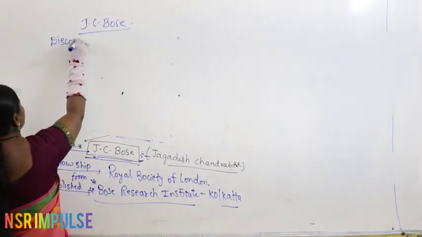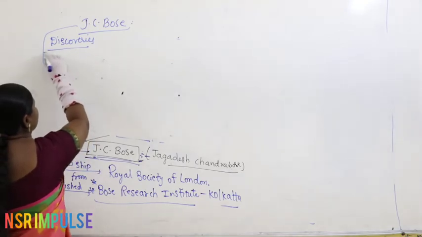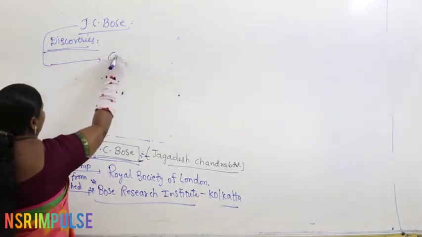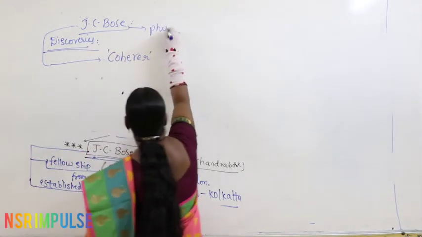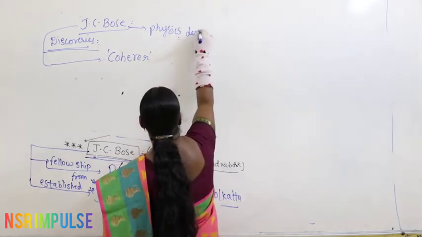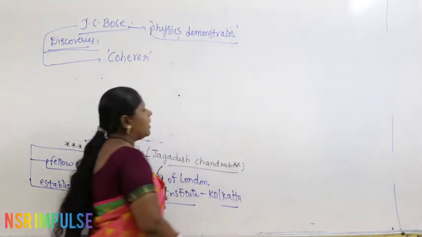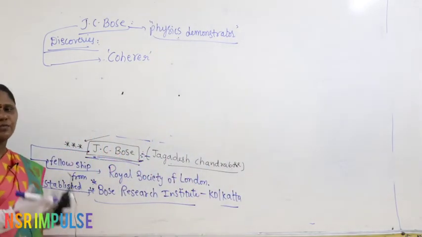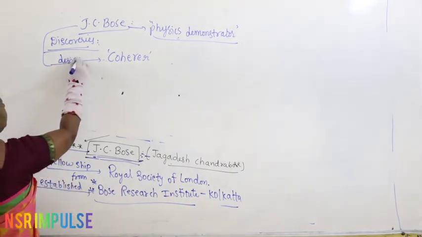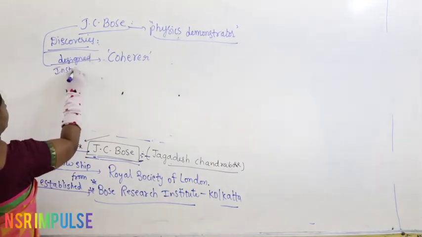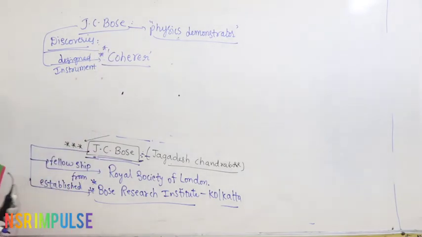What were his findings? If you look at his findings, he discovered the instrument called coherer. Why? Because he is the one who worked as a physics demonstrator. In the lab, he used to demonstrate different types of instruments and he designed an instrument. What is that instrument called? Coherer. Very, very important.